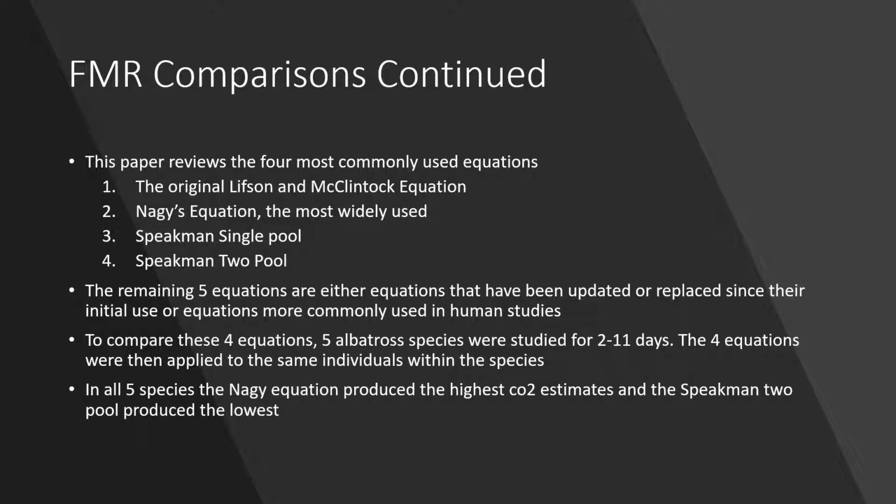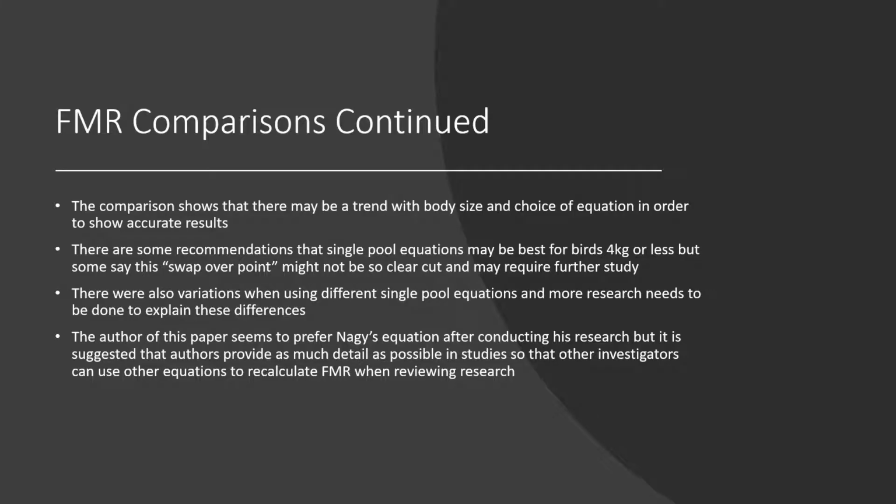So to compare these 4 different equations, 5 different albatross species were studied for 2 to 11 days, and a final blood sample was collected. These 4 equations were then applied using the same raw data from the end result of that blood sample, and then the results of the different equations were compared. In all 5 species, it was seen that the most widely used equation produced the highest carbon dioxide estimates, while the two-pool method produced the lowest.